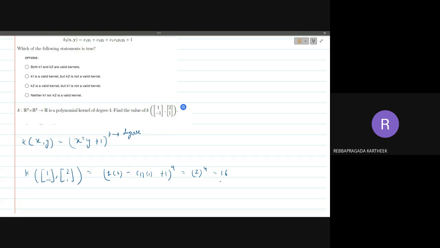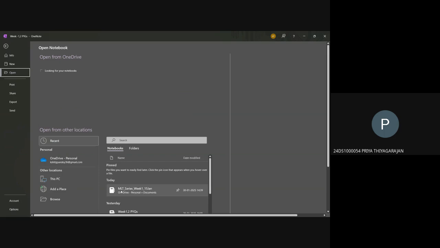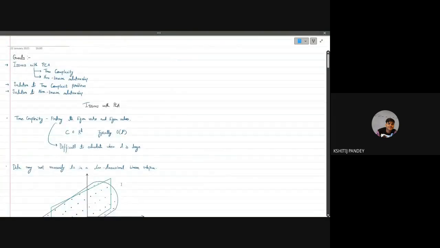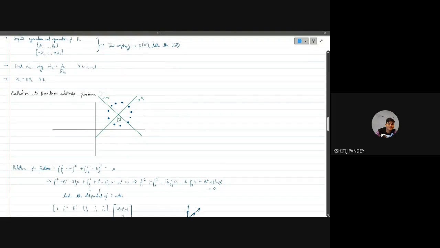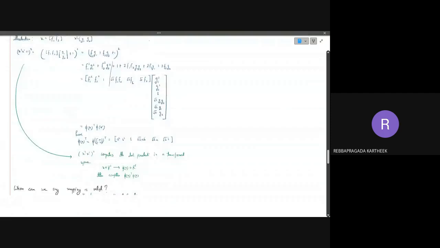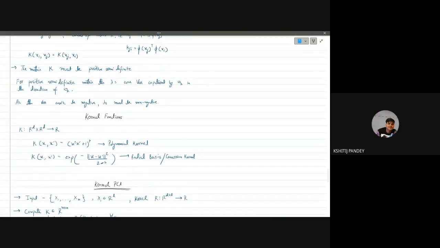So shouldn't it be minus 1? 1 into 2, minus, oh, minus 1 into 1. Let me check again, I think this is correct. Let's check the formula once again. Yeah, this is plus 1. This is correct.